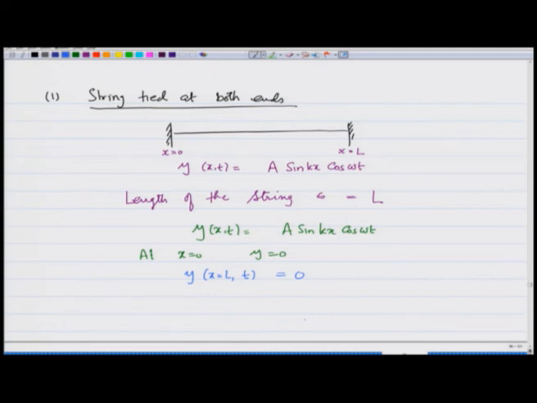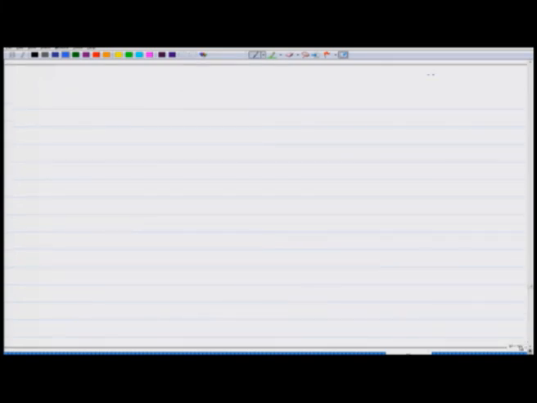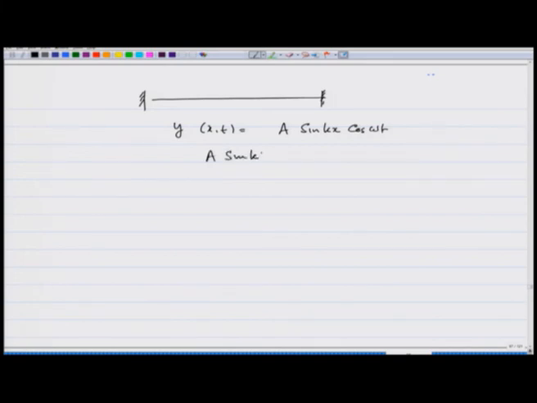Why? Because this string is tied at that point, and therefore, I should have a sin k x cosine of omega t at L, which is equal to a sin k L cosine of omega t equals 0 for the string tied at both ends. So, what we have is that for this string which is tied at both ends, I have y(x,t) equals a sin k x cosine of omega t, and I have a sin k L cosine of omega t equals 0. Now, cosine of omega t varies with time, so it cannot be 0. A is the amplitude. So, the only term that can make it 0 is that sin k L must be 0, and this implies that k L is equal to some integer n times pi.